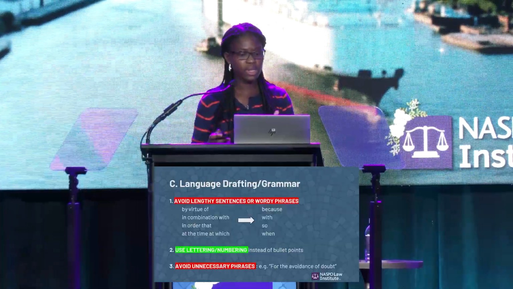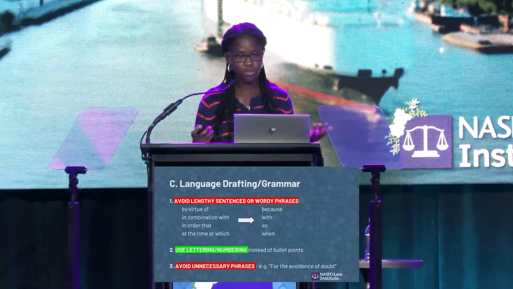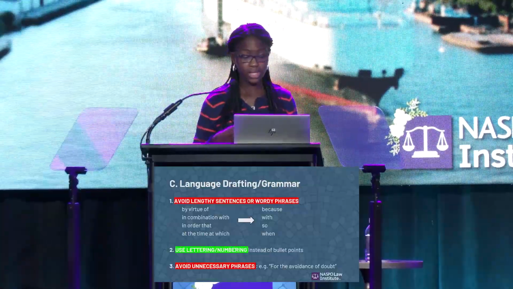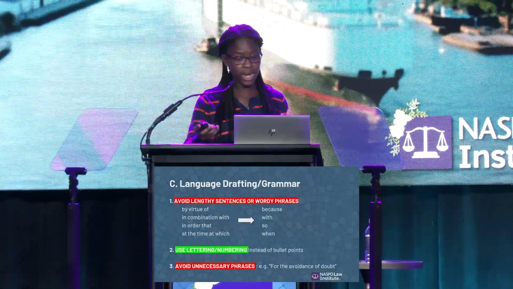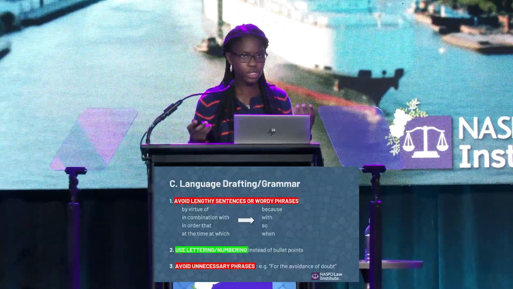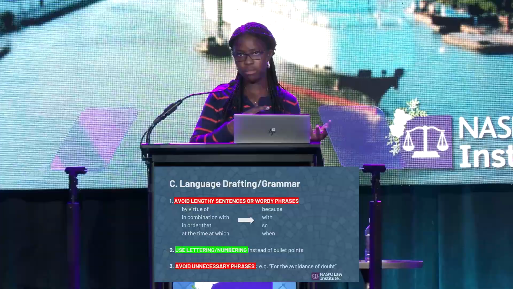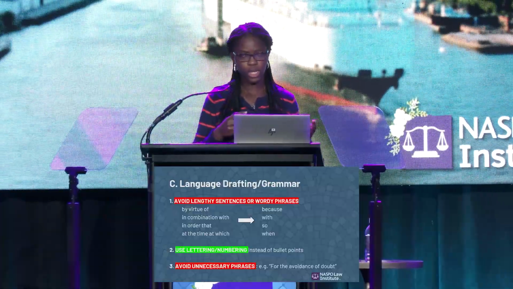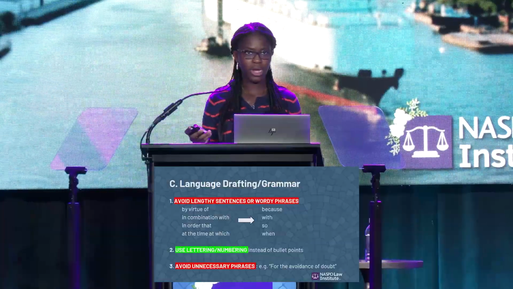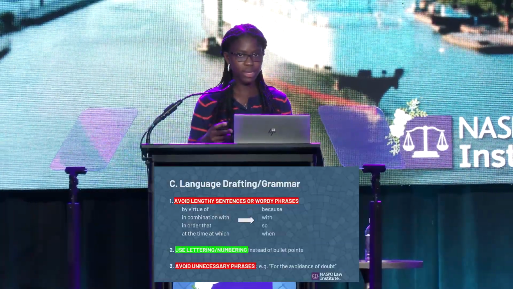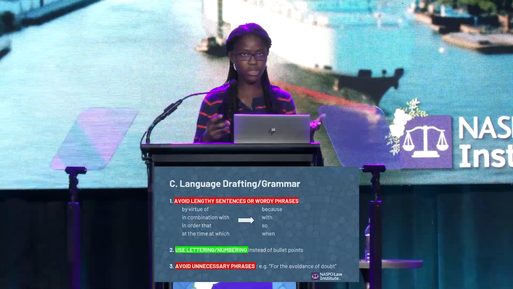So avoid lengthy sentences or wordy phrases, like in combination with, by virtue of, in order that, at the time at which, all could be simplified to the list on the right. Also, use lettering or numbering instead of bullet points, so that when you're referencing back to that section of your document, you're not saying the fifth bullet on page 16, right? That doesn't sound professional. You want to say section 5.32, and there's the language. You can easily go to it.